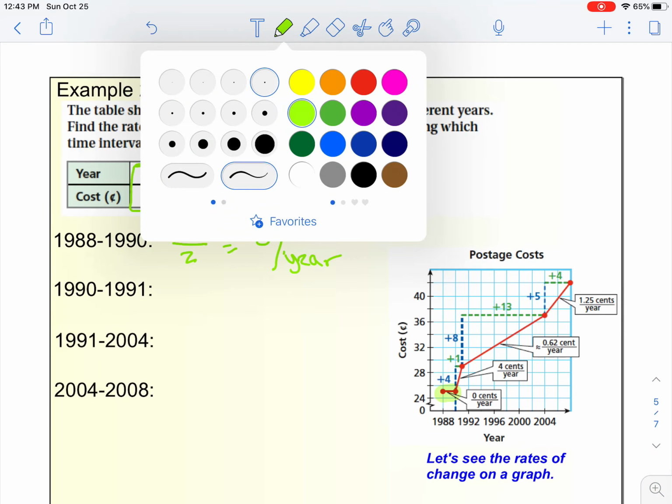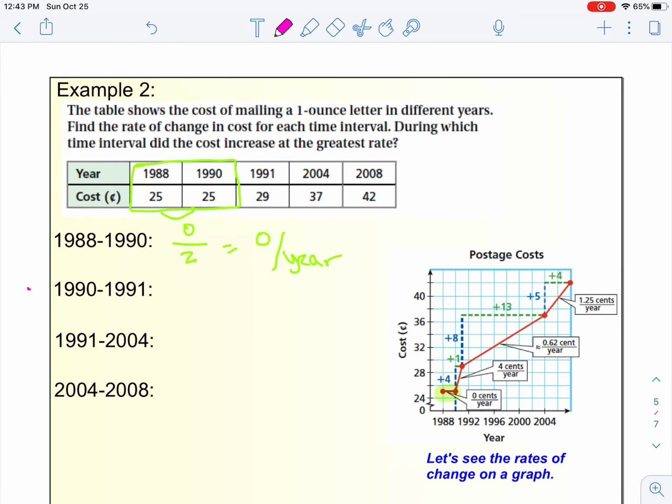Okay, I'd like you to pause the video right now, and I'd like you to work on 1990 to 91. So see if you can find, from 90 to 91, what is the increase per year during that time period, and then start the video to see if you're getting it correct. Okay, for that time period, it increased 4 cents over a time period of 1 year, so that is 4 cents per year. And that is represented by this part of the graph.